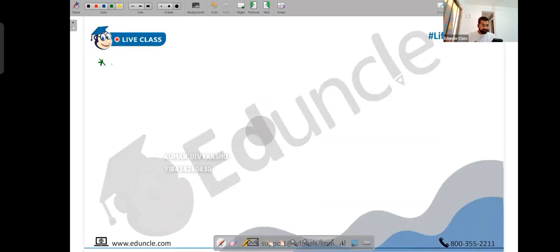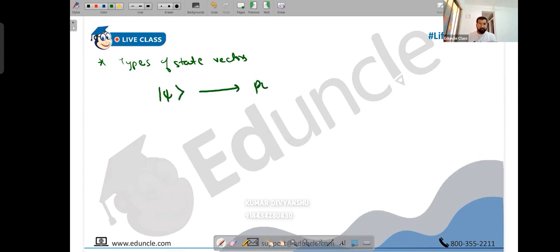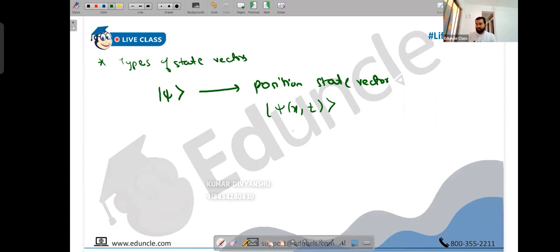Proceeding ahead. Please give the heading: types of state vectors. So people, there are two types of state vectors usually defined in quantum mechanics. Psi can be represented using the position state vector, which is going to be the case throughout our JAM syllabus, where psi is a function of position and time. That's it. This is known as the position state vector. In 1D you can write x comma t, in 3D you can write r vector comma t. Either way, it's the position state vector.